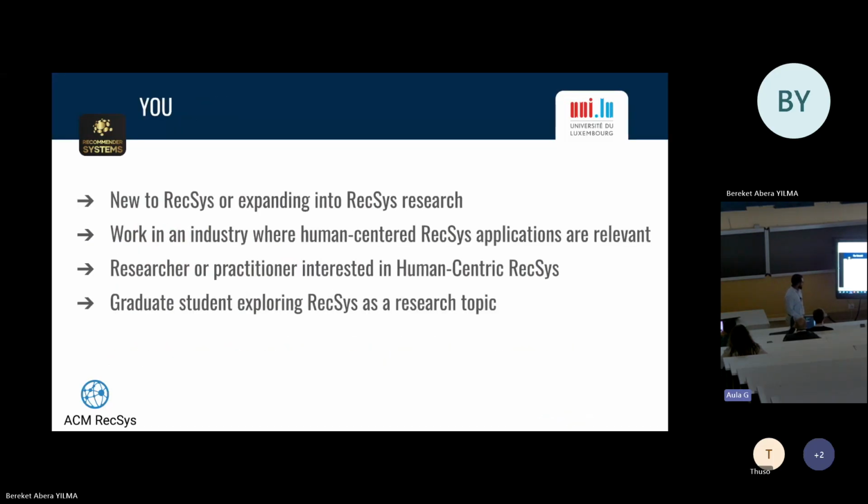Ideally, this course is for you if you are new to recommender systems. How many of you are new to RecSys? Okay, good. And if you work in industry, focusing on human-centric aspects, that's also for you. And if you are a researcher or practitioner interested in human-centric aspects of recommender systems, or a student, this is pretty much introductory through a case study approach. So even if you are experts, which I think most of you are, you might learn something, I hope.